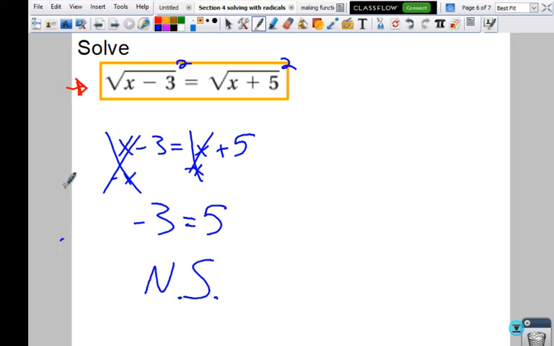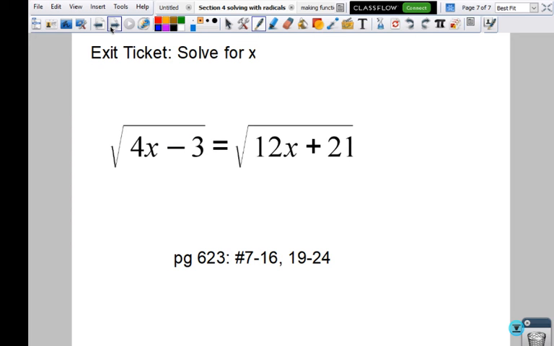We're getting there. All right, that is it. Easy lesson today. So do the exit ticket. I'll give you your homework in just a second. You should have lots of time to get the homework done.